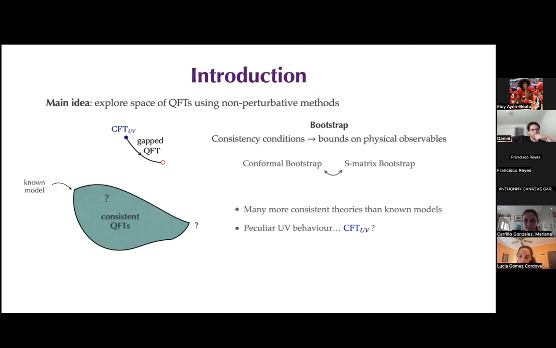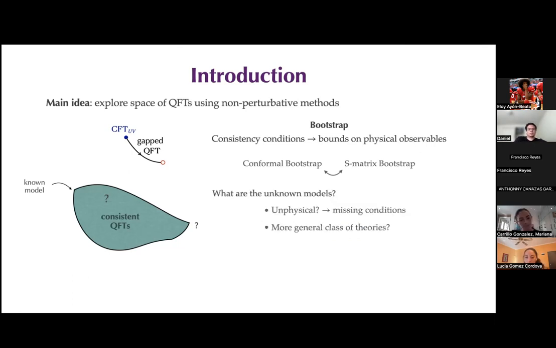And also, as I will explain with this S-matrix bootstrap, sometimes we have a peculiar UV behavior for these scattering amplitudes. So this leads us to question ourselves, what can the CFT in the UV be? So the stronger motivation is to try to understand what are these unknown models that you see with the bootstrap bounds. So it could be that they're maybe unphysical, most of them, but this means we need to impose more conditions, or maybe they are hinting towards a more general class of theories that we should consider.